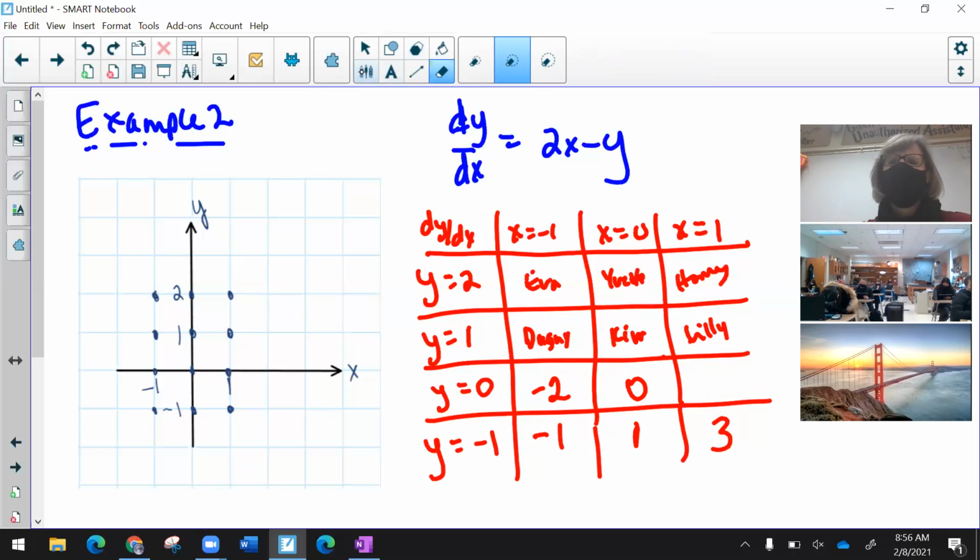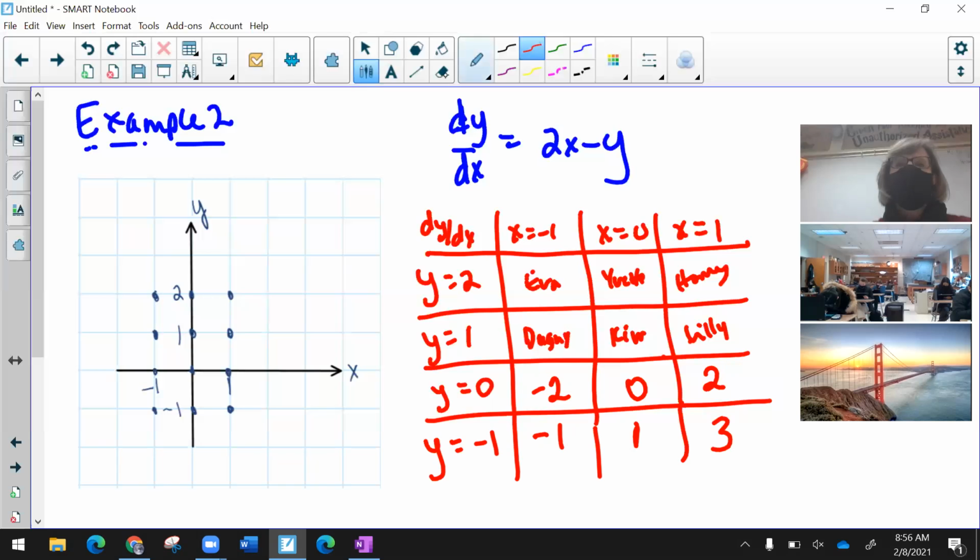I'm plugging in 1 for x. So that gives me 2 times 1 minus 0. So that gives me 2. Lily says 1. I believe 1. Kim's not here. We'll come back.